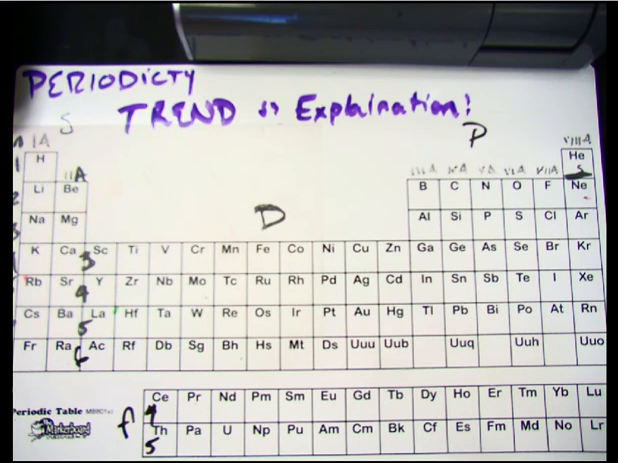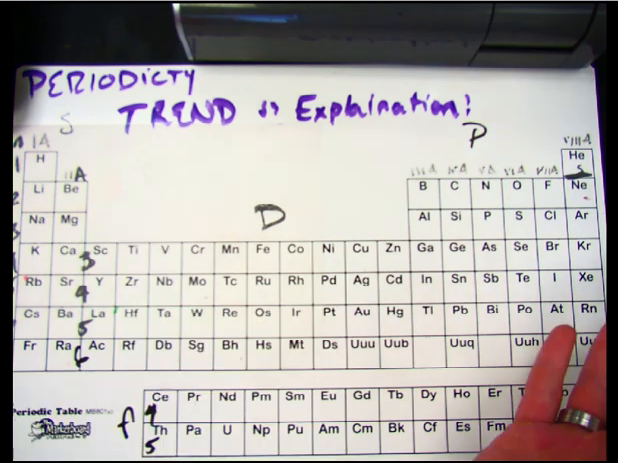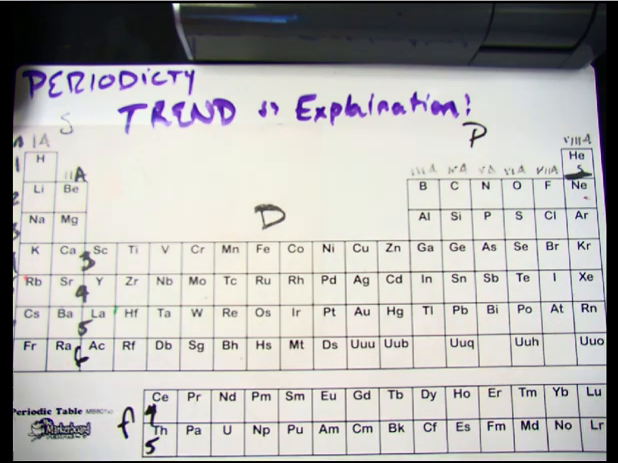So let's talk about what happens as you move from left to right across the periodic table. As I go from left to right across the periodic table, the atomic number increases. Let me go ahead and fill those in. Which, I pray to all the saints in heaven, you remember is equal to the number of protons.